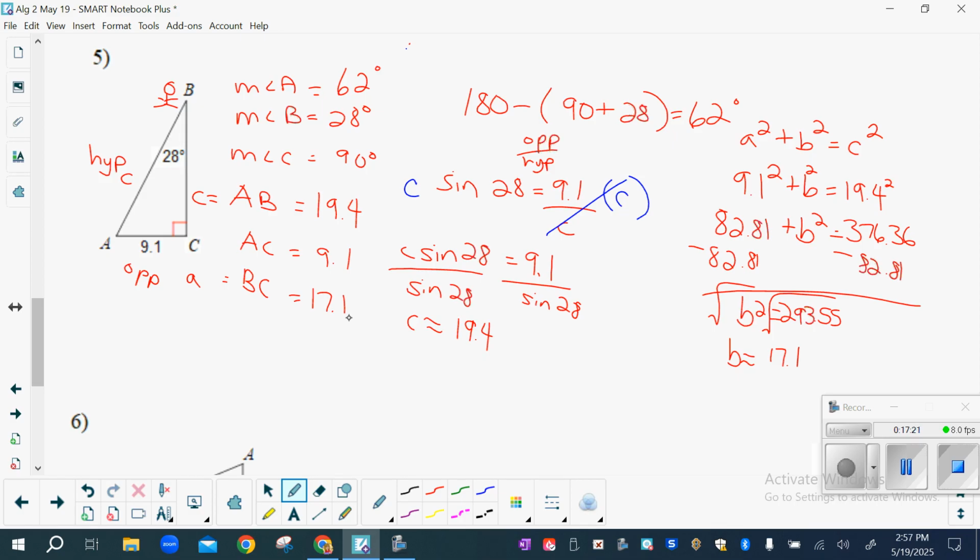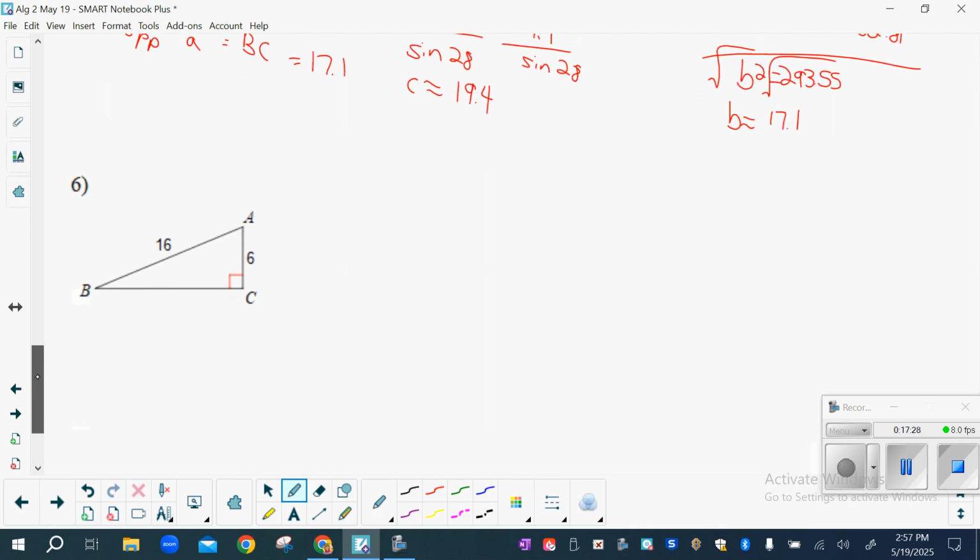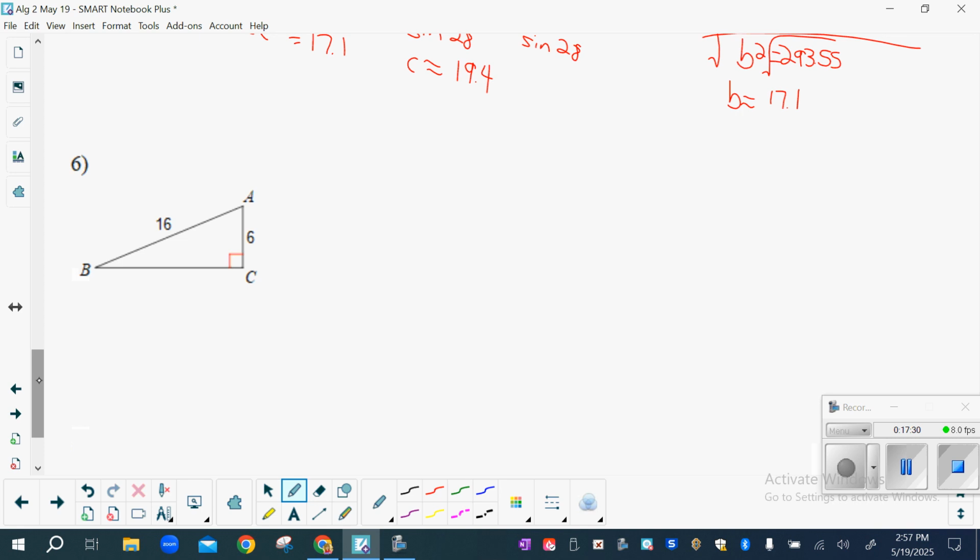So I'm just going to start the very last one, number 6. Say we have this triangle. We cannot use 180 minus right away because we only know one angle. So let's say we wanted to find this angle here. How could we find that angle? We're going to use the sides 16 and 6. So what are 16 and 6?